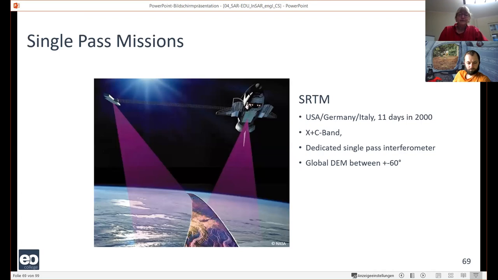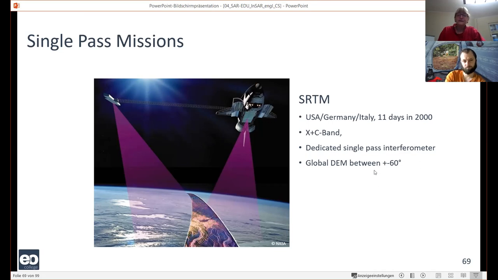Yeah, SRTM, I mentioned before, the single pass mission, 11 days in February 2000. It was a dedicated single pass interferometer and a global elevation model. The first global elevation model was constructed between plus minus 60 degrees latitude. That means some of the Russian northern territories are missing. It means Great Britain is missing, Canada is missing, Scandinavia is missing.